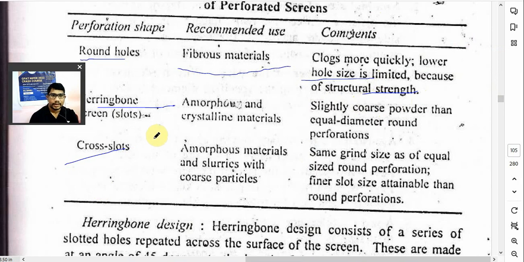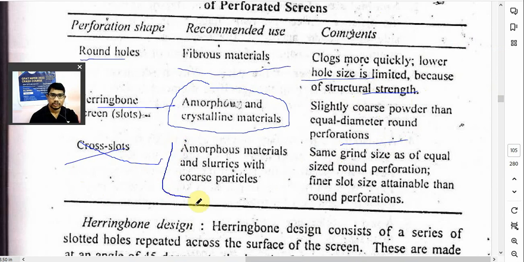Lower hole size is limited. The herringbone screens are used for amorphous and crystalline, slightly coarser powder than equal diameter perforation. इसमें थोड़ा सा बड़ा वाला particle भी pass हो सकता है. Cross slot में amorphous material and slurries with the coarse particles. They are used for amorphous material and slurries with the coarse powder, same size as that of the perforation.